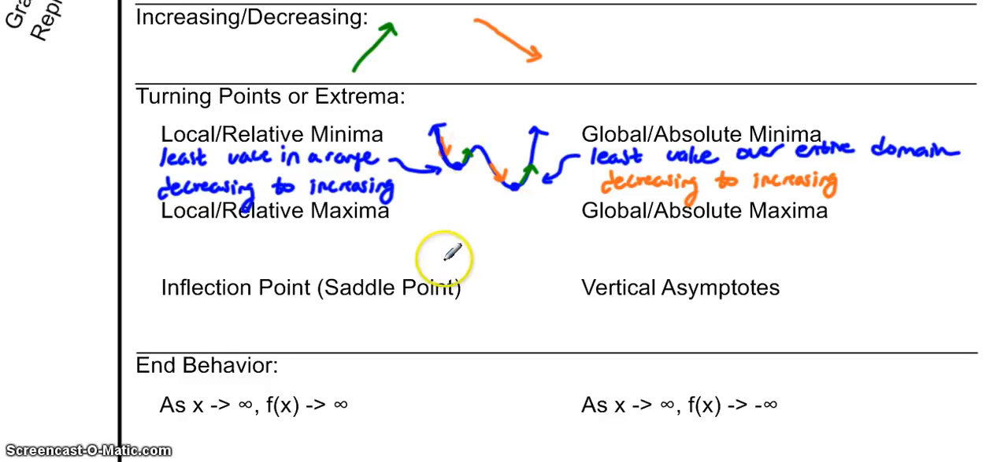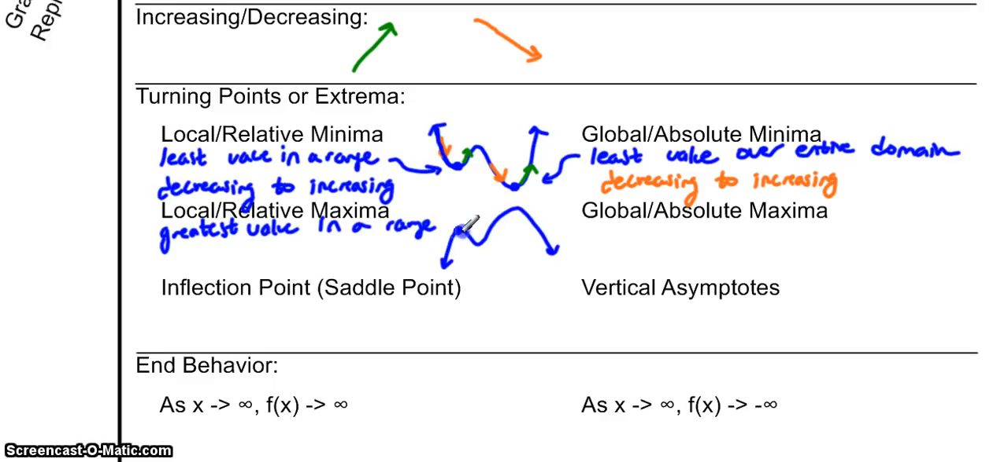Just like we have minima, we can also have maxima. So let me draw a graph right here, okay, to illustrate what these are. And you can probably guess these are very similar to the previous ones. A local or relative maximum is the greatest value in a small range. So this would be a local maximum because it's the greatest value for everything around it.